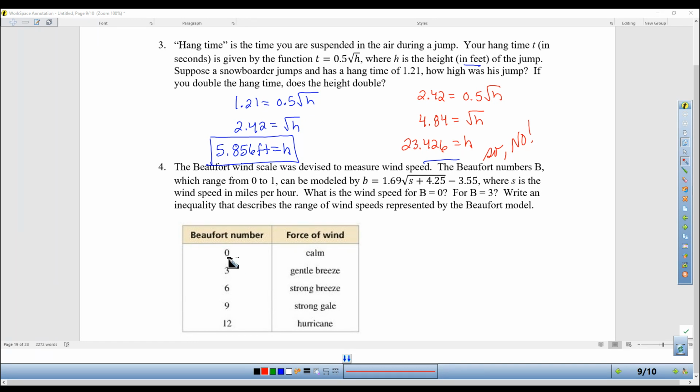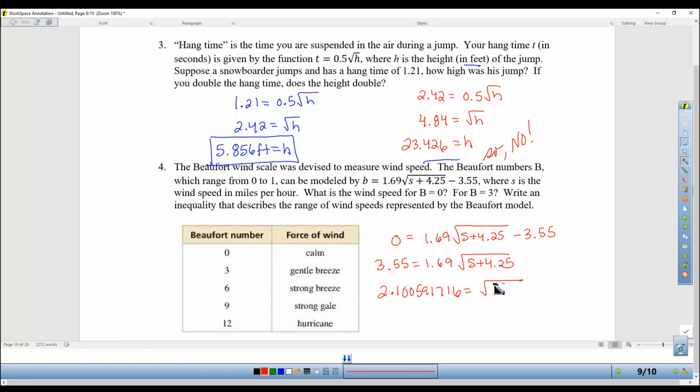So if it's a 0, then they just say that it's calm, but we want to know the actual wind speed. So we're going to take this formula up here, and we're going to do 0 is equal to 1.69 square roots of s plus 4.25 minus 3.55. I add the 3.55 to the other side. I'm going to divide by 1.69, which is 2.100591716. And I wrote that all out to remind you that you should not round at this point.